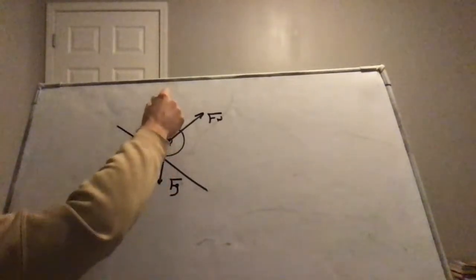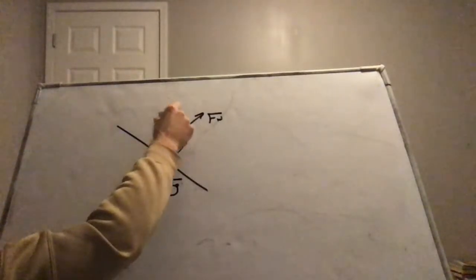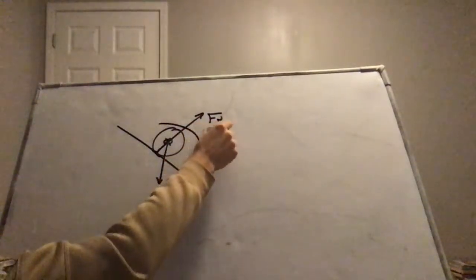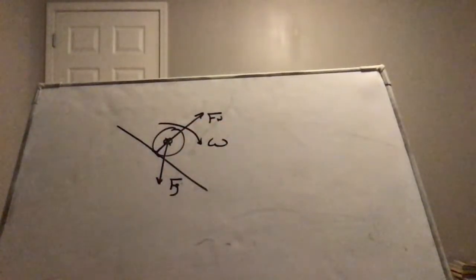Let's say it's rolling down the hill. So we have an angular speed in this direction. In your head, think about which direction the net torque should be in to cause this thing to roll down the hill.